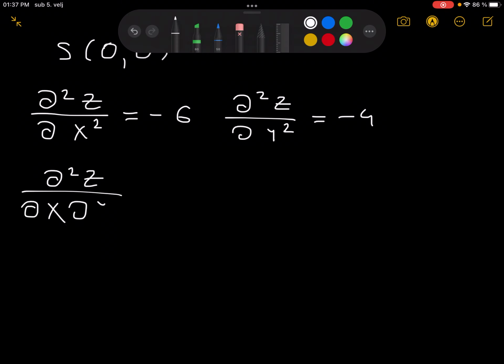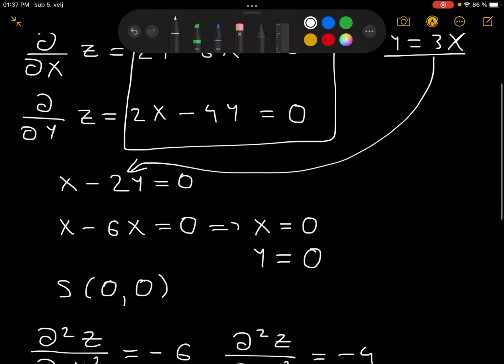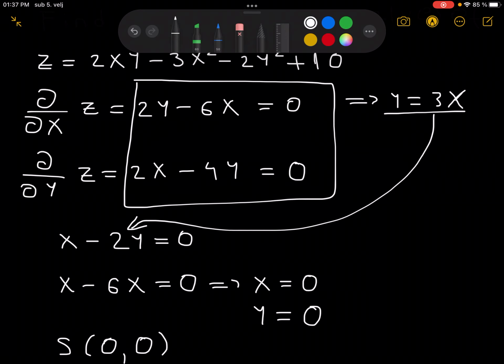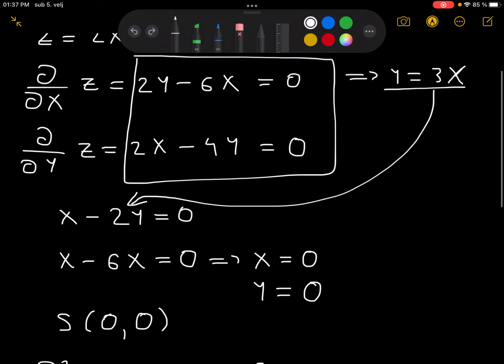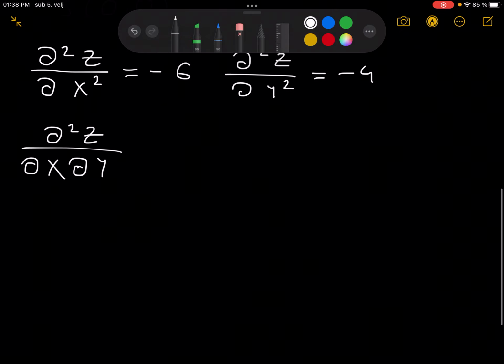And then we also have to find the mixed derivative. So we take the first partial derivative with respect to x, and then we differentiate it with respect to y, or we can just take the first partial derivative with respect to y and then differentiate it by x. In both cases, we'll get the same result. So basically, when we differentiate this part with respect to x, the mixed derivative is equal to 2.